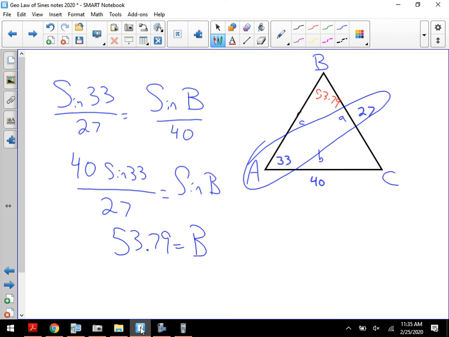How many degrees are in a triangle? We know two of them. What would you do to find the third? Yep. 93.21? Sounds good. So I have then 93.21.